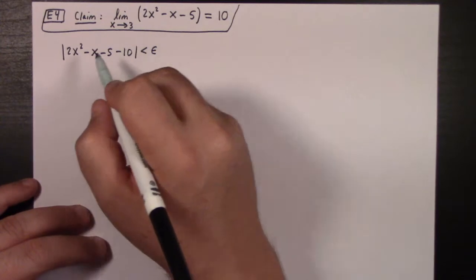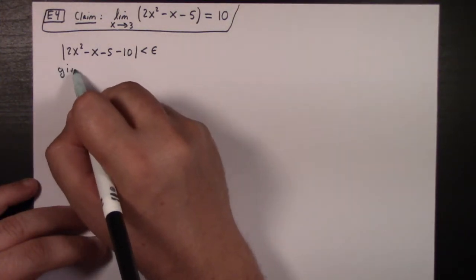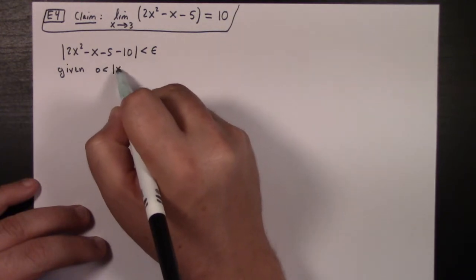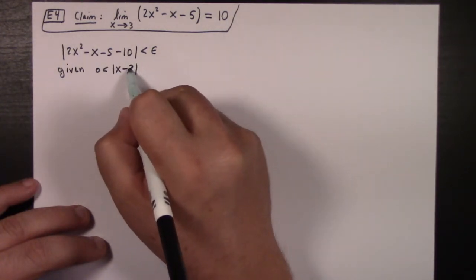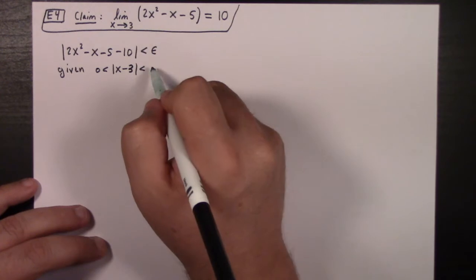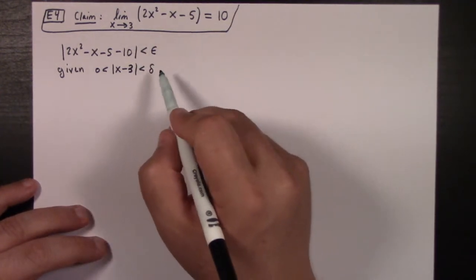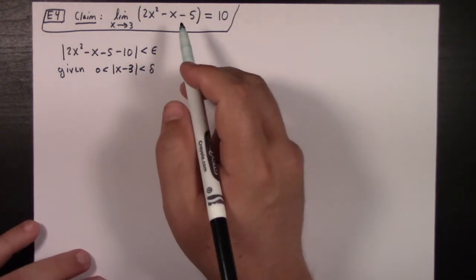And what do we have to work with given? We're given 0 less than the absolute value of x minus 3 less than delta, because my limit point's 3, right? That's what we have to work with. Alright, so this is our given, that's our goal.